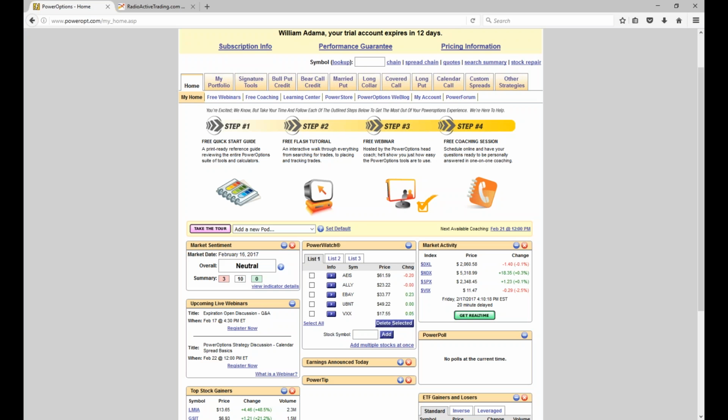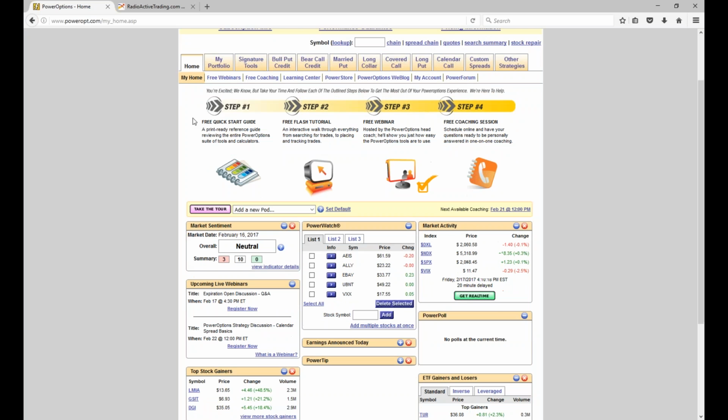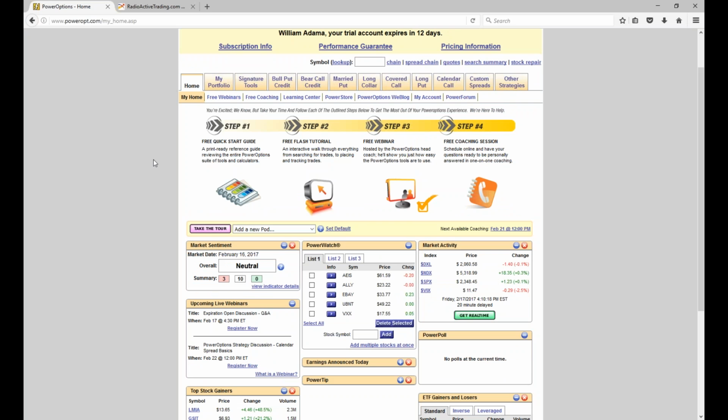Power Options tools, the Power Options main home screen should now appear there. What you're looking at is a basic trial view. In the basic trial, those of you that are on the trial, of course, you'll see the 4 steps here, and I encourage you to take advantage of those.